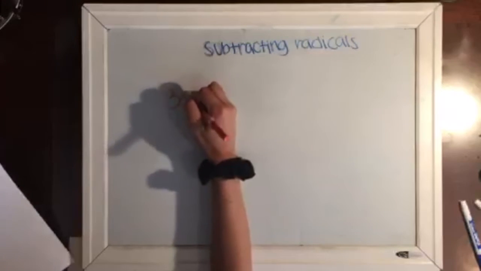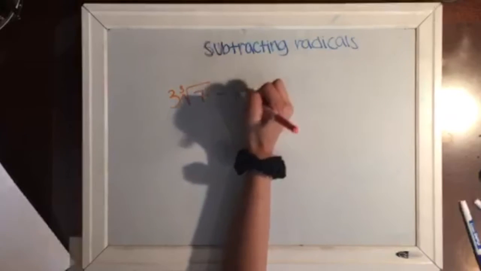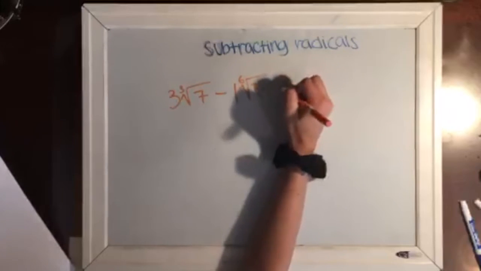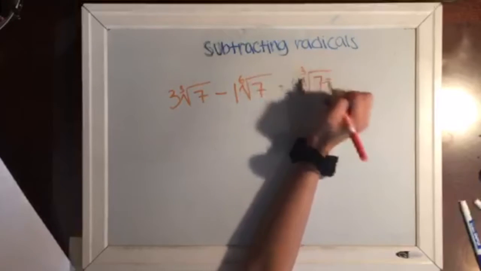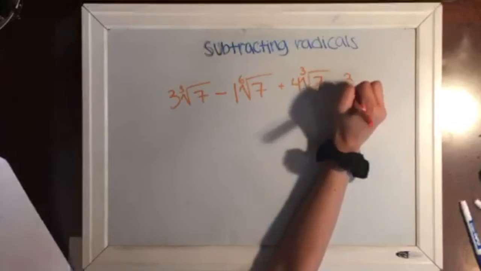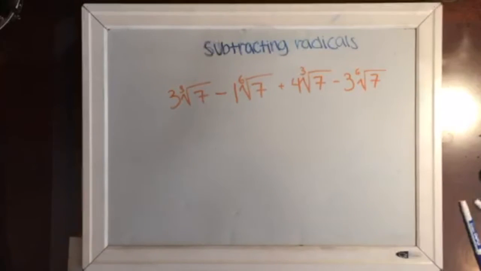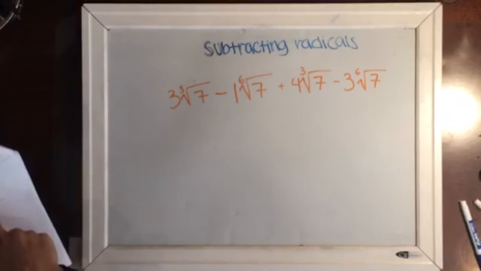So for the next problem, we're going to do 3, the cube root of 7, minus 1, the sixth root of 7, plus 4, the cube root of 7, minus 3, the sixth root of 7. Now to do this, you can only combine the radicals with the same root. Therefore, you can combine a cube root with a cube root, but you cannot combine a cube root with a sixth root. So now what you're going to do is combine the cube roots together.